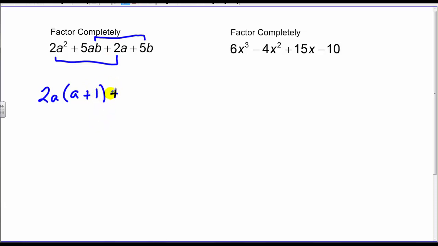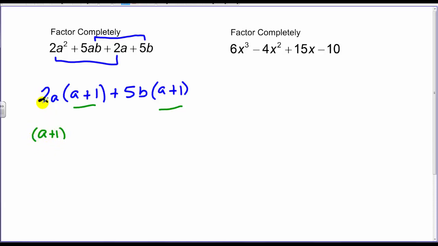Going to need to add again. Then I need to find the GCF of 5ab and 5b. Well, there's a 5 in common in both and a b in common in both. And then 5b times what is 5ab? That's just a. And 5b times what is 5b? Again, that's just 1. And you'll notice once again that we have a common term of a plus 1. So I can use that as another GCF and factor a plus 1 out.